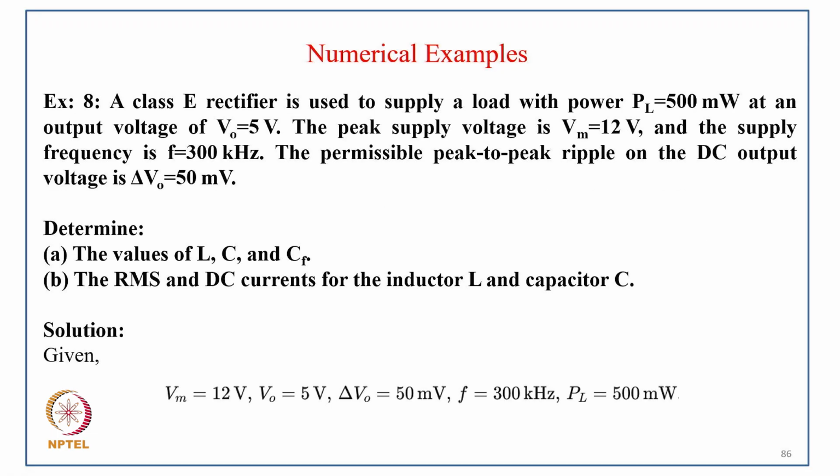So coming to example 8, a class C rectifier is used to supply a load with a power PL equal to 500 milliwatt and an output voltage of VO equal to 5 volt. The peak supply voltage is VM equal to 12 volt, and the supply frequency is F equal to 300 kilohertz. The permissible peak to peak ripple in the DC voltage is delta V0 equal to 50 millivolt. So determine the value of L, C and CF and the RMS and DC current for the inductor L and C. So solution for given VM equal to 12 volt, V0 equal to 5 volt, delta V 50 millivolt, F equal to 300 kilohertz and PL equal to 500 milliwatt.